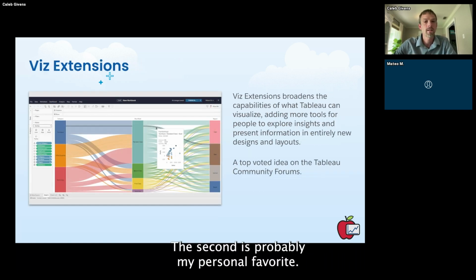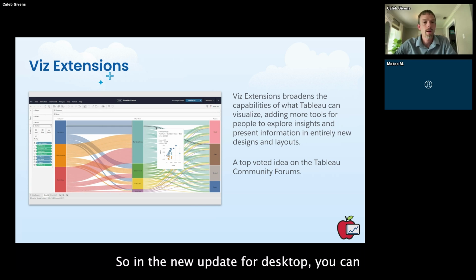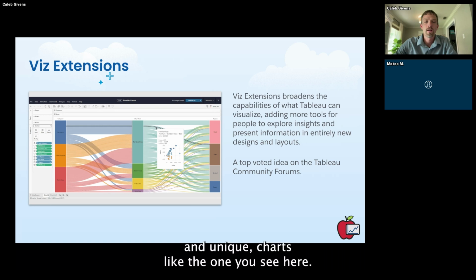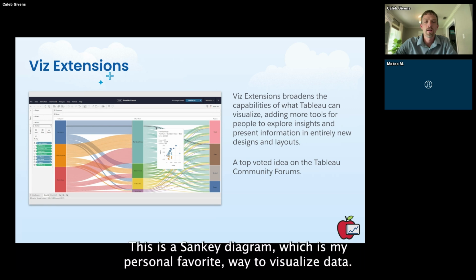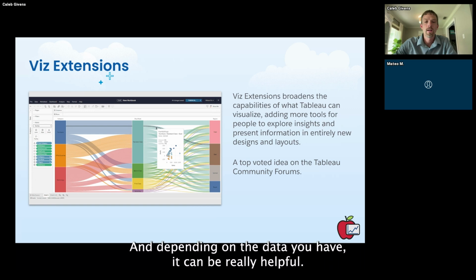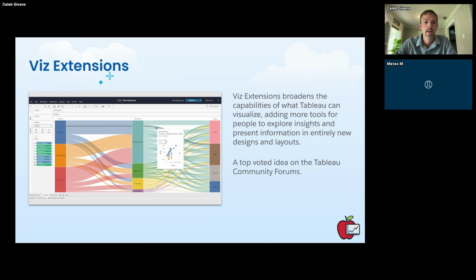The second is probably my personal favorite. This is Viz extensions. So in the new update for desktop, you can much more easily build more complex and unique charts like the one you see here. This is a Sankey diagram, which is my personal favorite way to visualize data. I think it's really interesting, and depending on the data you have, it can be really helpful.